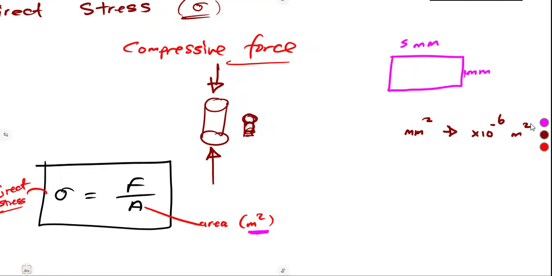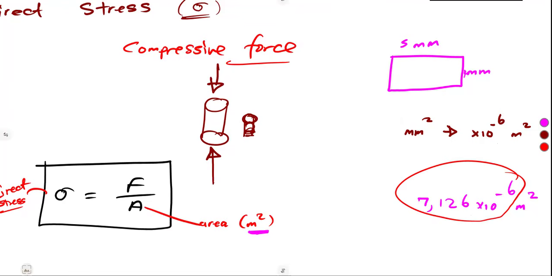So what am I trying to say here? In some cases, you might find out that you have written your answer, let's say, you have got something like 7,126 times 10 to the exponent of negative 6 square meters like this. I just want you to understand something like this. You have written your answer like this. I'm not saying it's wrong. It is your final answer, this one, which you can decide to leave like this.